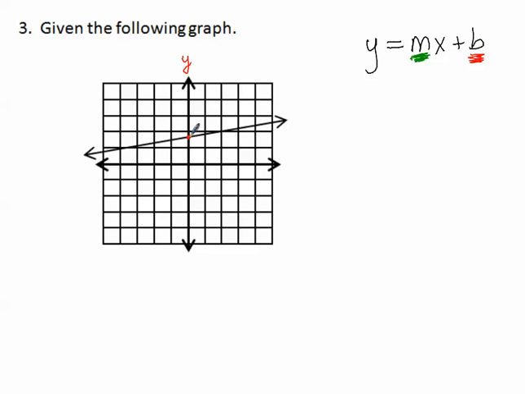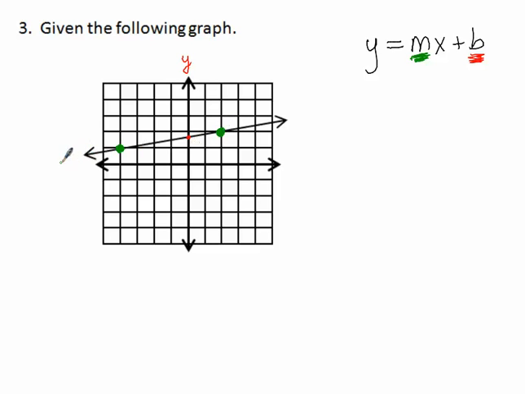But notice this point is not on an integer coordinate. This point is somewhere between 1 and 2, but I don't know exactly where it is. So I'm not going to be able to use the picture to find exactly what b is. So instead, we're going to pick 2 points on our graph and calculate the slope first. Where do I see our line crossing the grid lines of the graph? Here is a spot, so I'm going to put a bold point there. And here is another spot, so I'm going to make that point bold as well.